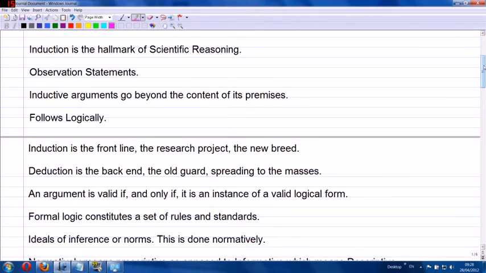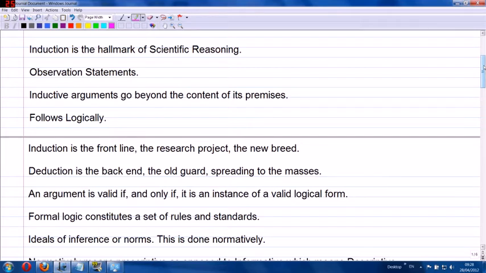An argument is valid if and only if it's an instance of a valid logical form. So these things have been decided already, basically. In propositional logic, you have to have the right form. You have to have the right if, an instance of this and this sort of stuff. If you don't know what I'm talking about, you don't know anything about logic, and I don't know why you're watching. So it's not my problem.